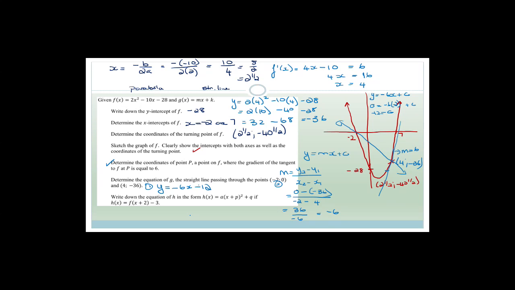Excellent. Now it says, last question. Write down the equation of h in the form h of x is equal to a(x plus p) squared plus q, if h of x is equal to f of x plus 2 minus 3. Okay, so you know what? We actually don't need any of this writing to be able to do this. So let's just erase it all so I've got space. Isn't that nice? Okay, they're saying write h of x in that form. So let's first do this bit and then we'll worry about writing it in that form.